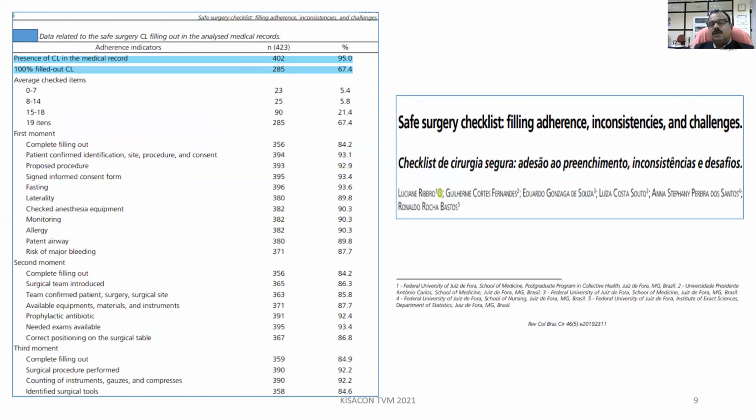Another study on the safe surgery checklist in Brazil shows that in 95% of the cases there was a checklist in the medical record, whereas the qualitative study revealed that only 67% of the medical records had a 100% filled out checklist. You can see that some aspects like surgical procedure, the proposed procedure, and informed consent form are more than 90%, but many other parameters are not recorded in the checklist.